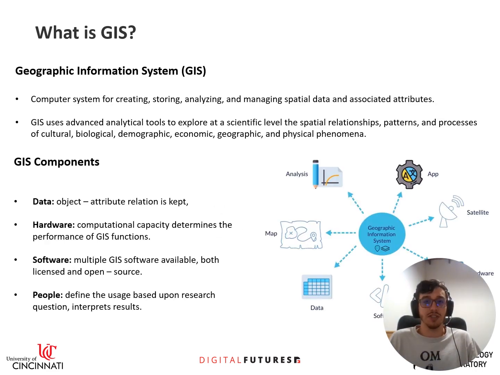Geographical Information Systems, usually referred to as GIS, are computer systems for creating, storing, analyzing, and managing spatial data and associated attributes. GIS uses advanced analytical tools to explore at a scientific level the spatial relationships, patterns, and processes of cultural, biological, demographic, economic, geographic, and physical phenomena.